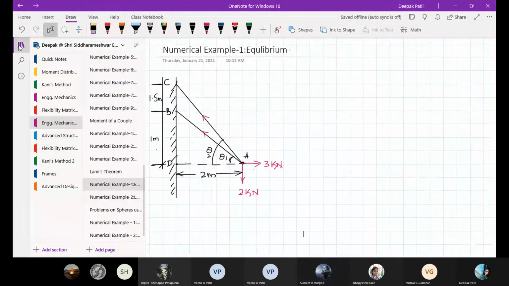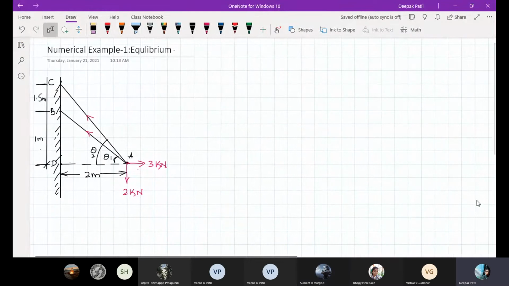Okay, I welcome one and all to this class on engineering mechanics. In the previous class, we studied the concept of Lami's theorem, and I also gave a couple of numerical examples on how to use Lami's theorem and get the unknown forces. Now let me take this numerical example, where I would like to find the tension in these two strings. Let me first explain what this problem is.